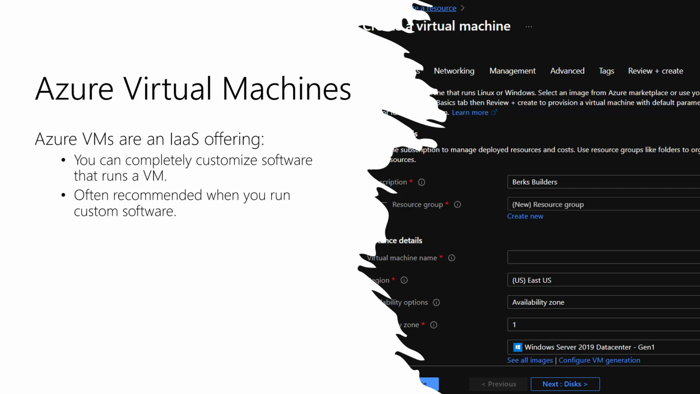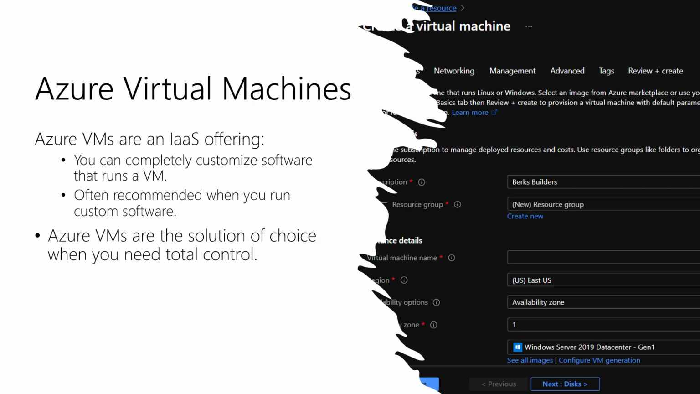Deploying a VM solution allows you to completely customize any software that runs on those VMs. That being the case, virtual machines are often recommended when you run custom software. They are also often the solution of choice when you need total control over the operating system or when you have specific hosting needs that aren't fulfilled by other compute offerings.